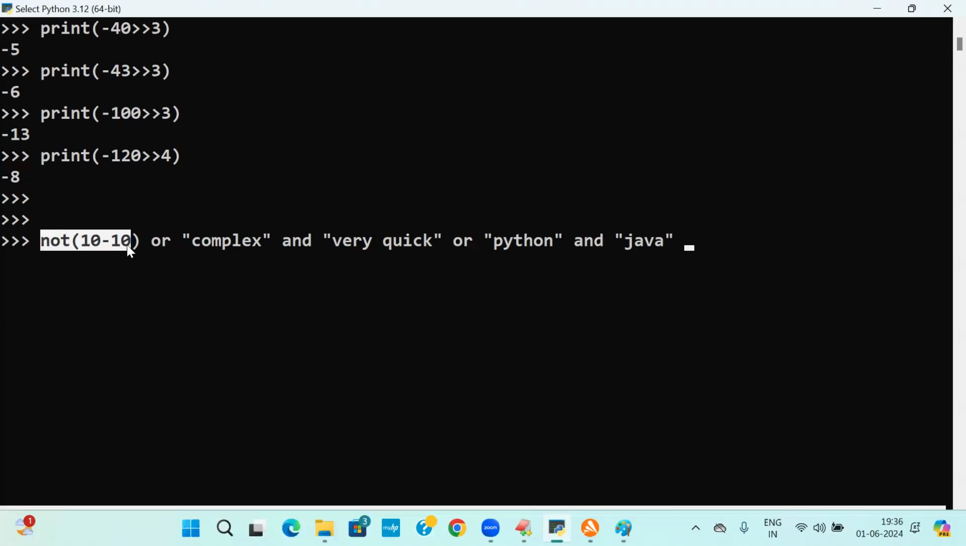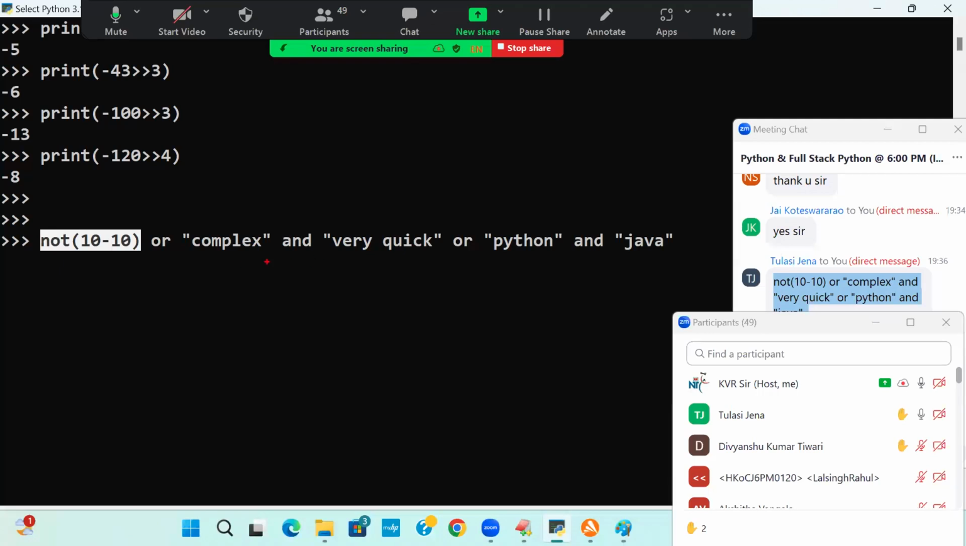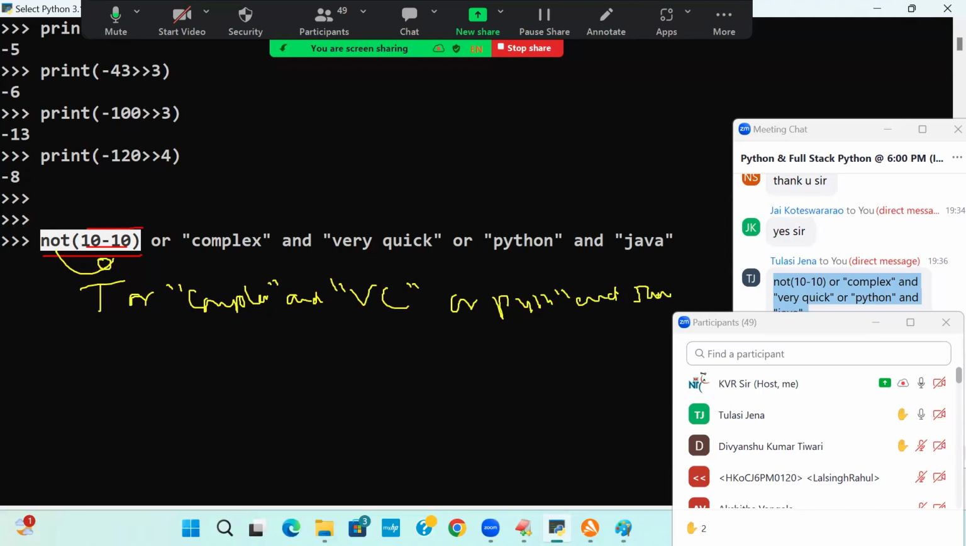First of all, you have to go for what you observe. This is called 0. This is becoming 10 minus 10. 10 minus 10 is called 0. Zero means what? False. Then true, or complex. Complex. And the next is what here? Very complex. Or Python. And what here? Java.